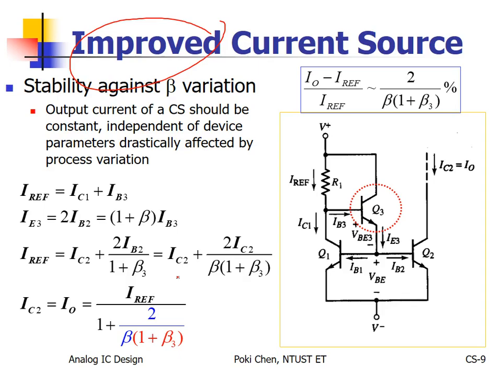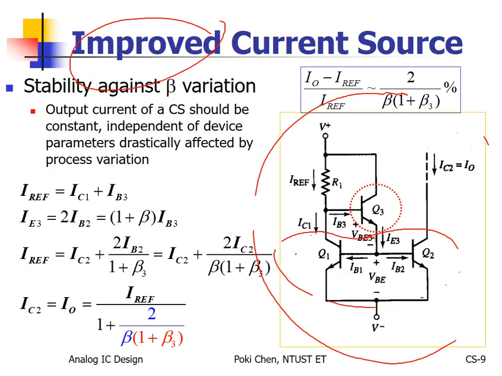All right, allow me to show you. Here, you can see Q1 and Q2 composed of the fundamental current mirror, the simplest current mirror, right? But Q3 will help you to improve the accuracy with respect to beta. That's it. To my memory, this is a patent from Philips, if I am right.